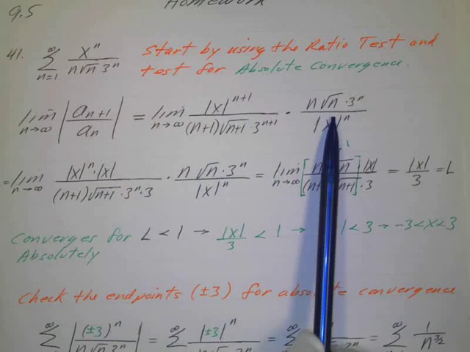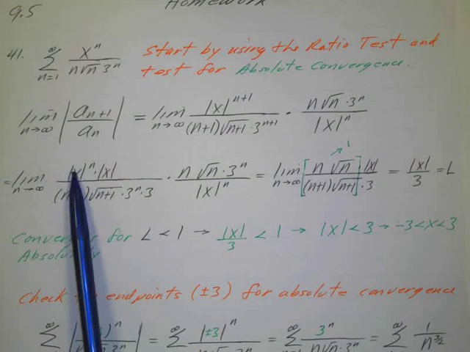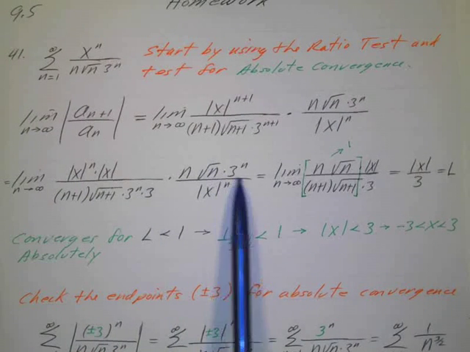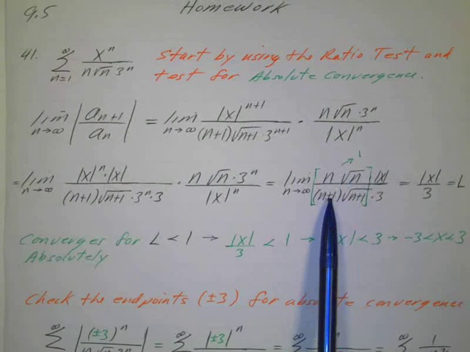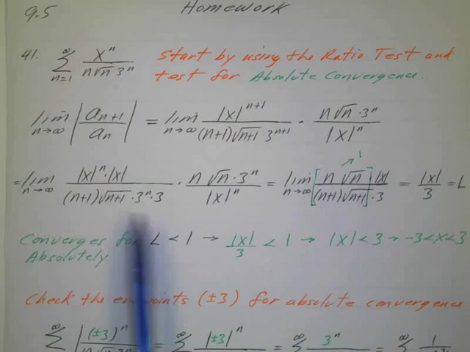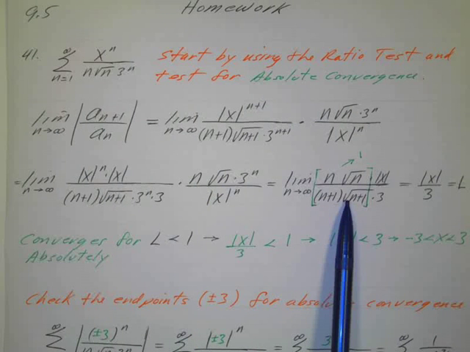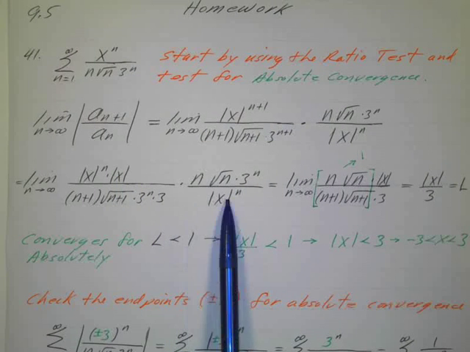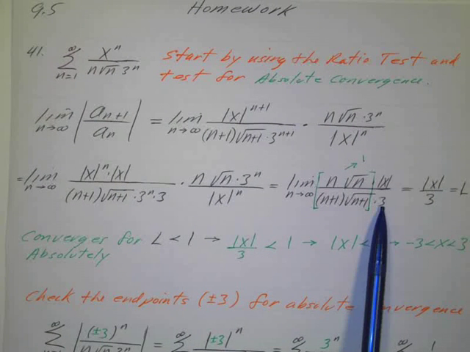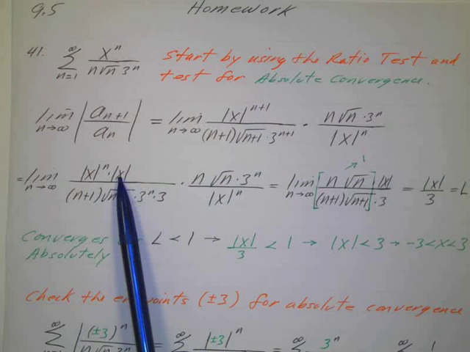This is the same as here. And the 3 to the n's cancel. Then I group all my n terms together, so I get n times the square root of n all over n plus 1 times the square root of n plus 1. That's these 4 factors all together. And what's left is the absolute value of x to the n plus 1 over x to the n, which leaves the absolute value of x over 3.